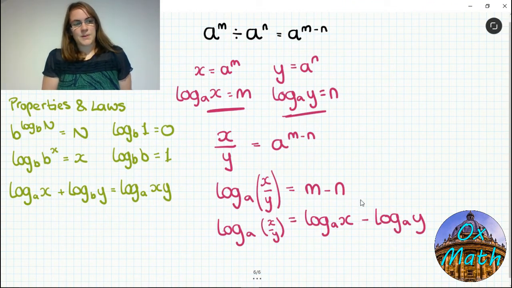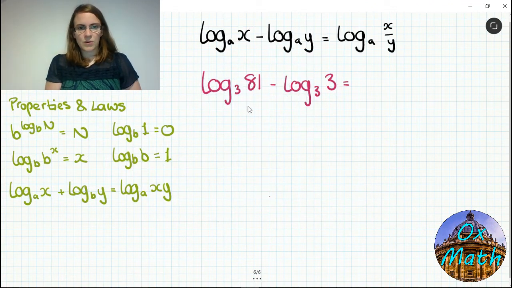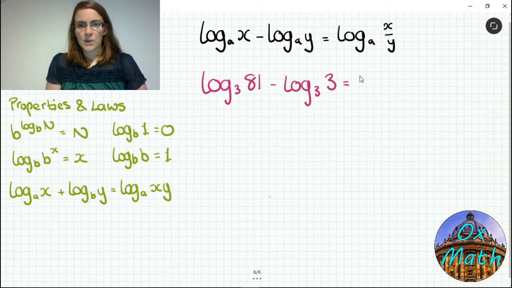So again, let's put some numbers in to just double check this works. So if we are asked to simplify down log 3 of 81 minus log 3 of 3, we've got two logs of the same base subtracted, so we can simplify that into a single log of the same base by dividing the numbers. So 81 divided by 3 is 27.